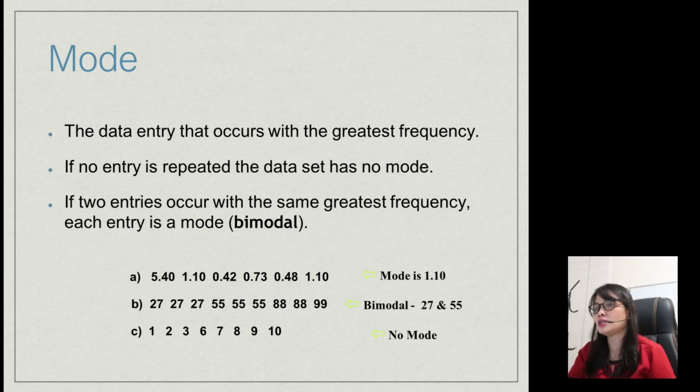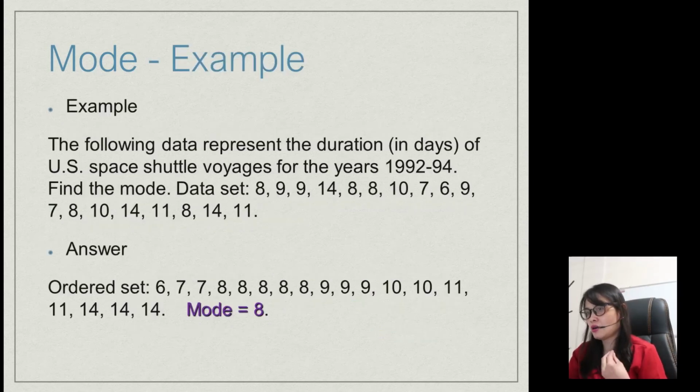For example, the following data represent the duration of US Space Shuttle voyages for the years 1992 to 1994. Find the mode. The data set is 8, 9, 9, 14, 8, 8, 10, 7, 6, 9, 7, 8, 10, 14, 11, 8, 14, and 11. First arrange it from lowest to highest, then identify the mode. The answer is 8. Why? It is the most frequent. How many? 5. What about 9? 3. 10 occurs 2, 11 occurs 2, 14 occurs 3. So the most frequent number is 8, and that's your mode.